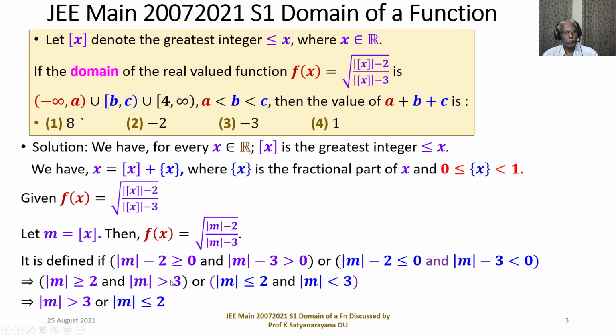This implies mod of m greater than or equal to 2 and mod of m greater than 3. These put together will be, if you can see on the real number line also, mod of m greater than 3. And these two, mod of m less than or equal to 2 and mod of m less than or equal to 3, if you take it, that will be mod of m less than or equal to 2. And this is the first statement or the second statement. Let's look for further analysis in the next slide.